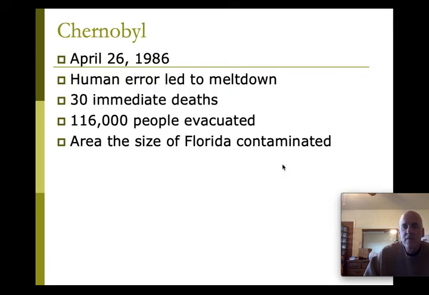Chernobyl. This was the worst one. On April 26, 1986, human error led to a meltdown. They were actually trying to test some things, and so they turned off some of the safety features, and they had a meltdown, and a lot of really bad things started happening. 30 immediate deaths, so just on the site, 30 people died. 116,000 people were evacuated, and an area the size of Florida was contaminated. So this was a serious issue.